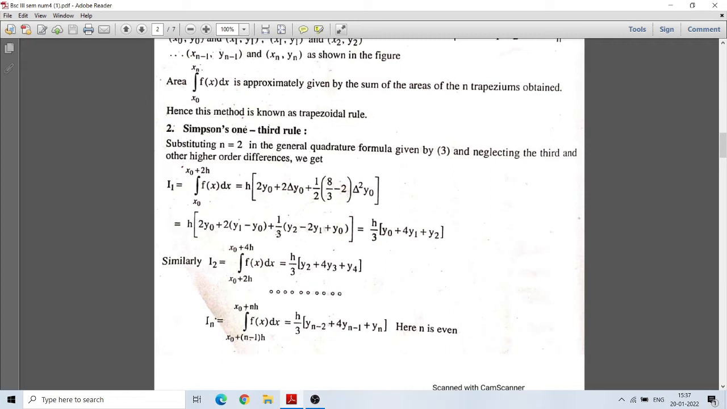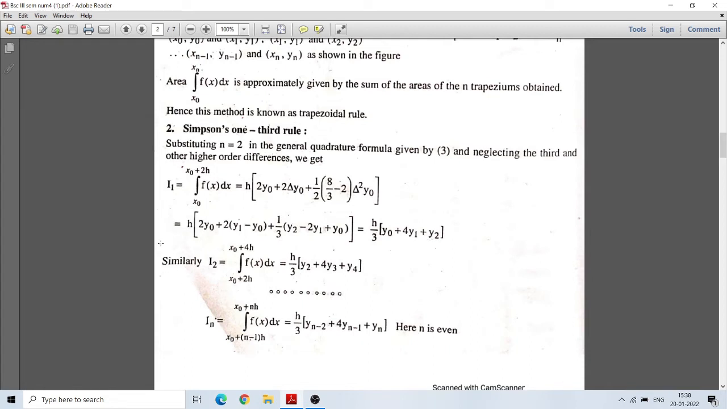Then what will we get? 3 is the LCM, so 3 is multiplied by each term here. That means 6y naught plus 6 times (y1 minus y naught), then y2 minus 2y1 plus y naught. Then 6y naught divided by 3 is there, and we get y naught plus 4y1 plus y2.